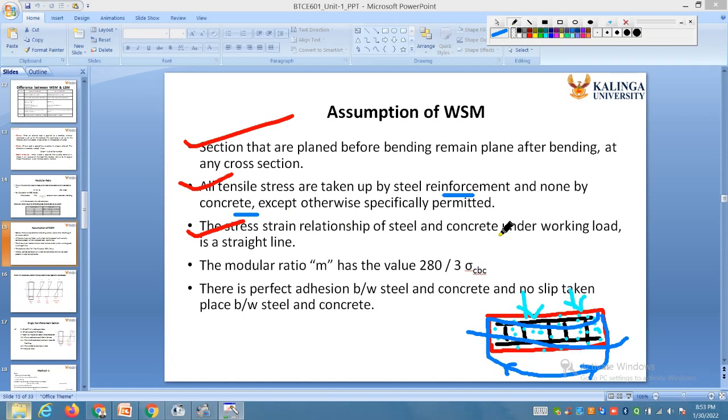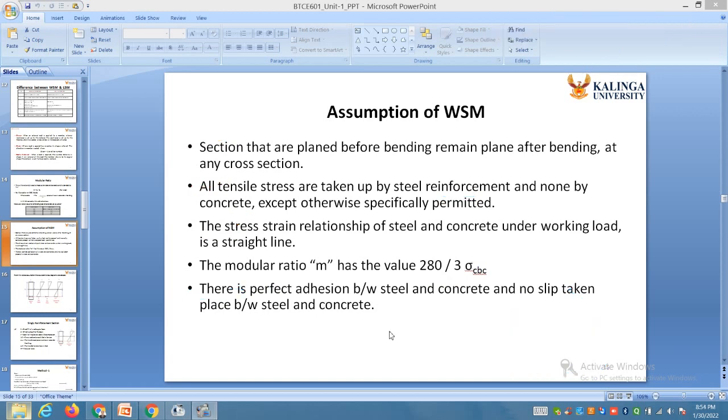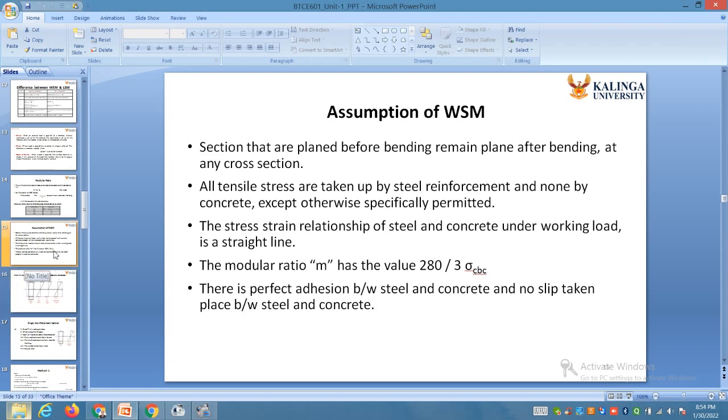Then we will consider the values in such a way that the material is obeying Hooke's law, that is, stress is directly proportional to strain. Elastic behavior is assumed, and on the basis of that, equations have been developed. Modular ratio I have discussed, and the last assumption is there will be perfect bonding between the reinforcement and concrete, and no slip will take place between the steel and concrete. So these are the assumptions which have been made while developing the equations in working stress method.